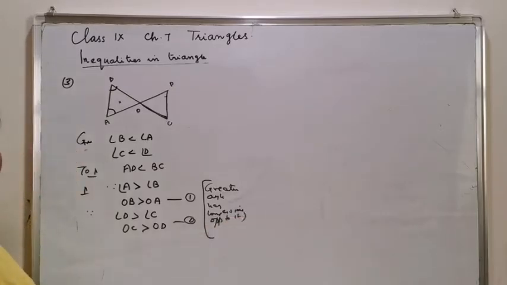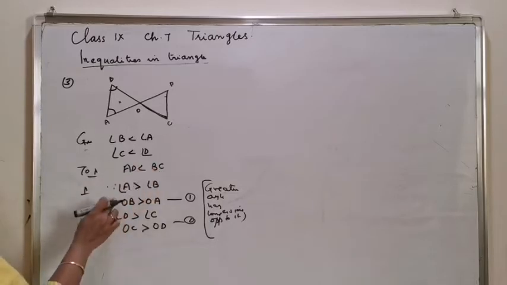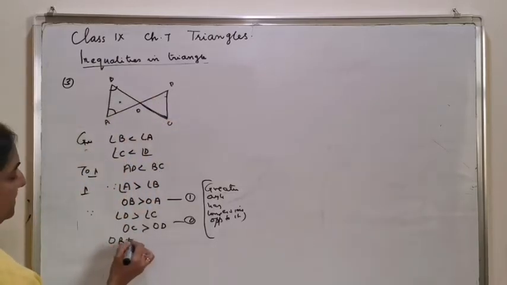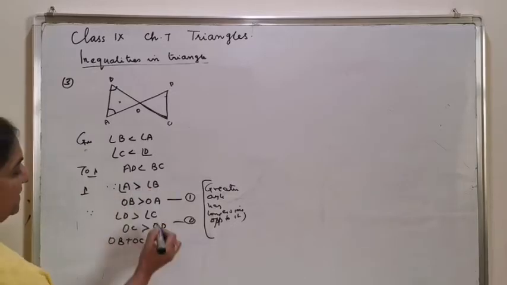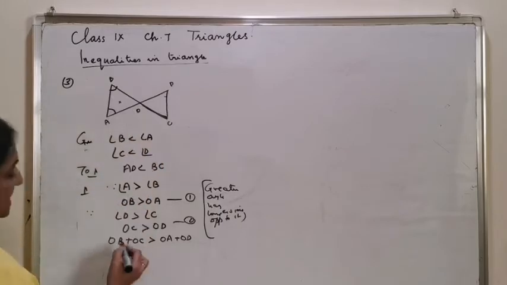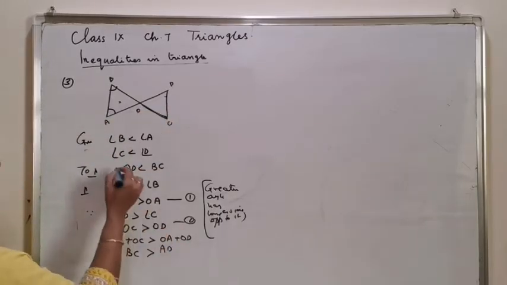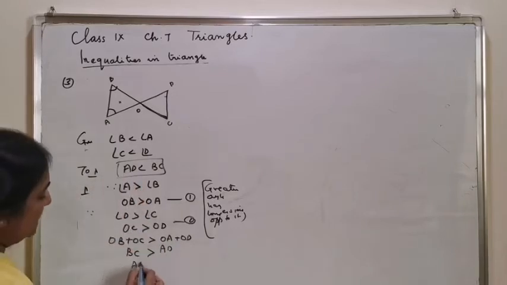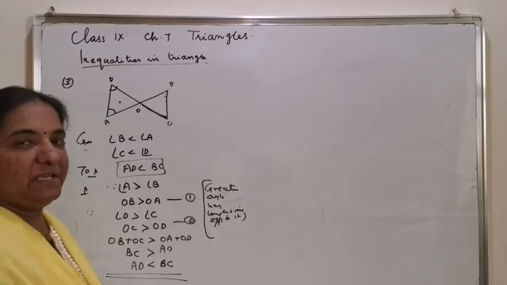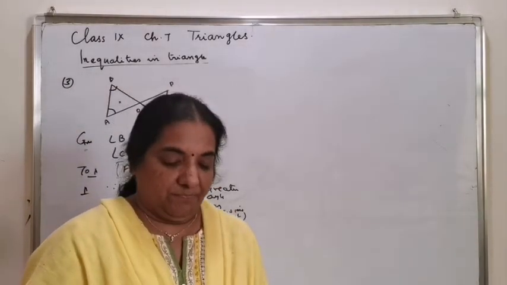What should be done with equations 1 and 2? To prove is AD smaller than BC. What is OB plus OC? OB plus OC is greater than OA plus OD. What is OB plus OC? That is BC is greater than AD, or it is very well the same as AD is smaller than BC. It's a very simple proof and it can be asked as a 2-mark question.